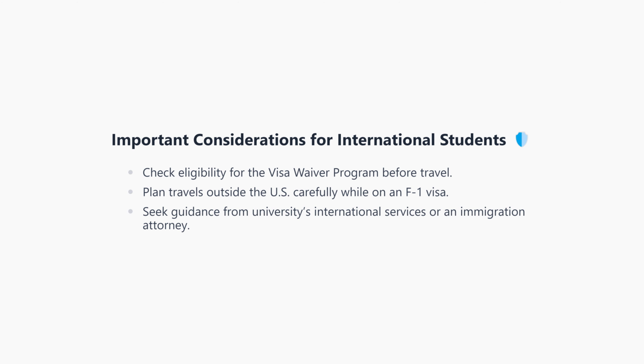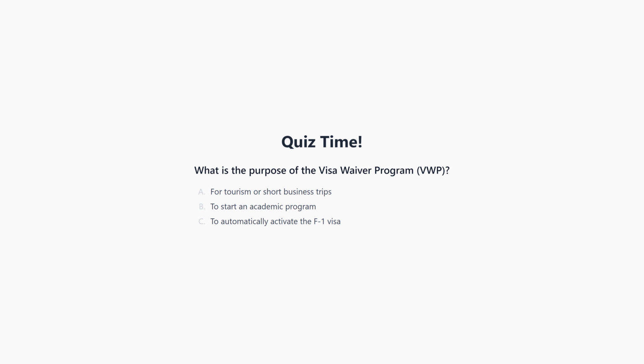Here are some important considerations to keep in mind. First, always verify your eligibility for the Visa Waiver Program before traveling. When planning to travel outside the U.S. on an F1 visa, plan carefully to ensure compliance with regulations. Lastly, always seek professional guidance from either your university's International Student Services Office or a qualified immigration attorney to navigate complexities. Now it's time for a quick quiz.